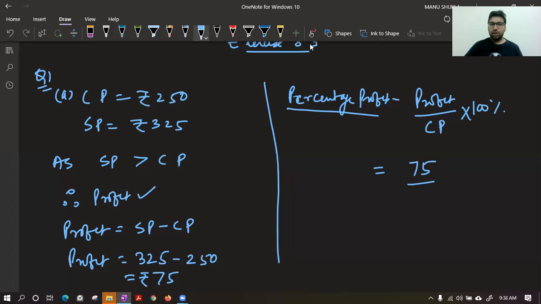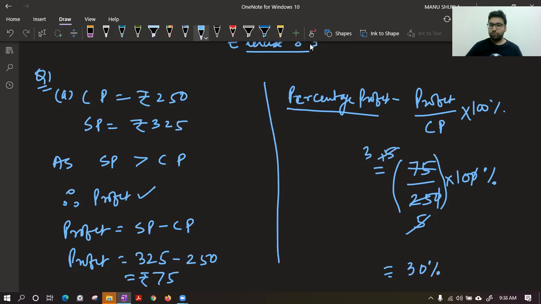So profit is how much? 75 rupees. Cost price is 250 multiplied with 100. Also we have seen in the starting, this is a fraction. Multiply with 100, we will get the answer in percentage. Now divide it. 5 ones are 5, 5 5s are 25. Okay, we can do one more thing. Cut the zero like this. 5 5s are 25. 5 3s are 15. So the answer is 30% profit.